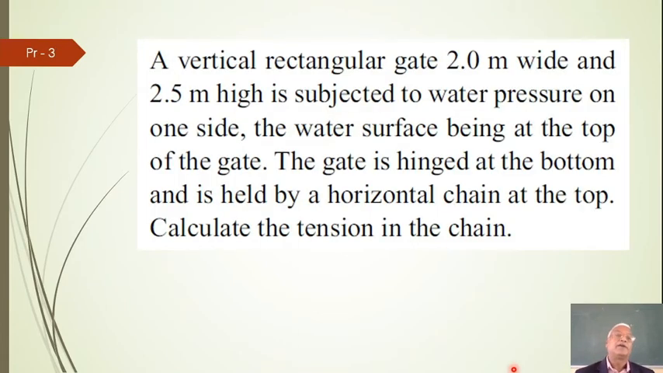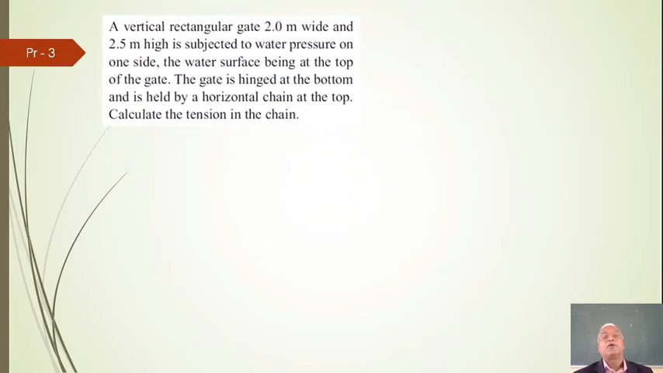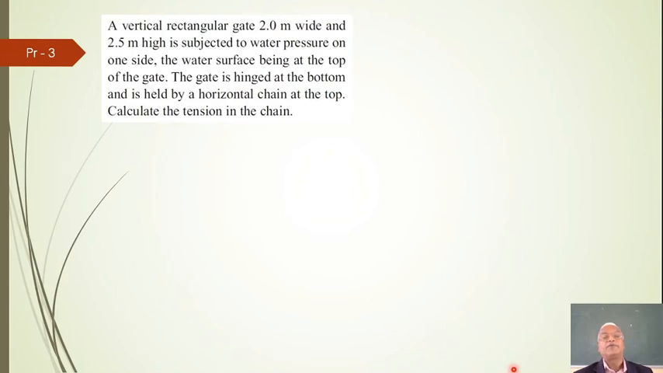Okay, here a vertical rectangular gate 2 meter wide and 2.5 meter high is subjected to water pressure on one side. The water surface being at the top of the gate, it is hinged at the bottom and is held by a horizontal chain at the top. Calculate the tension. Okay, the figure will be given to you.